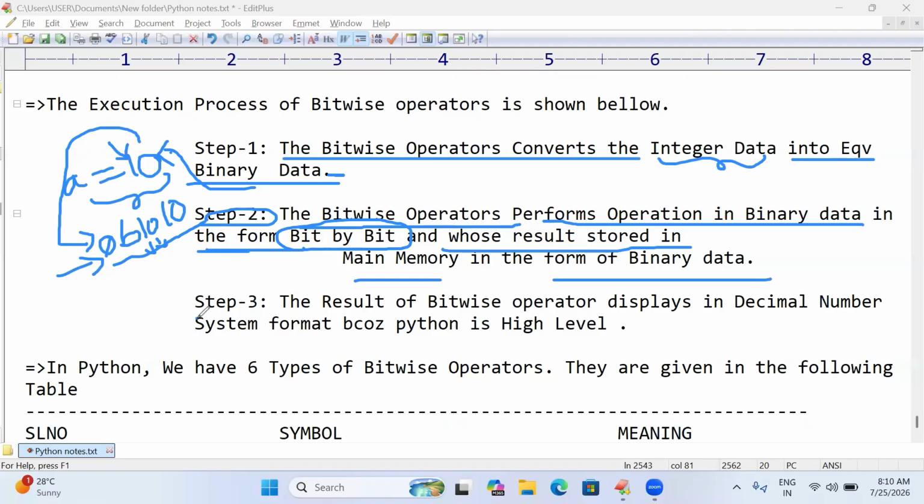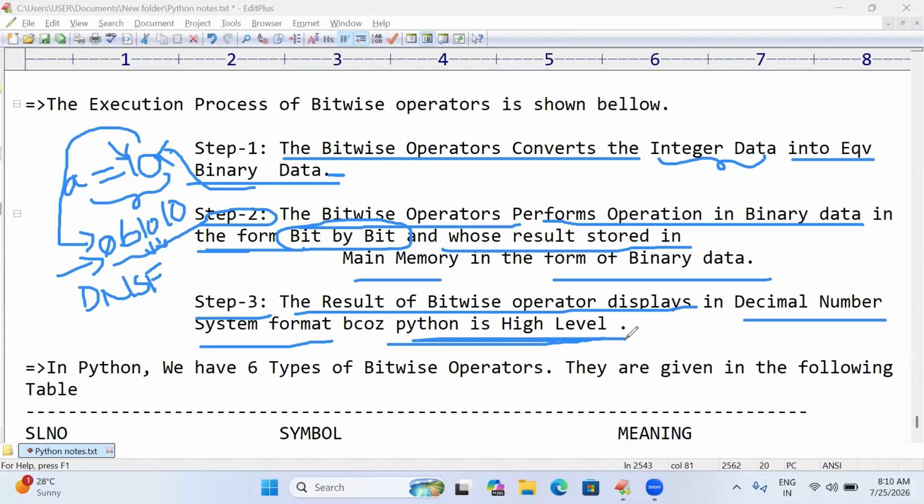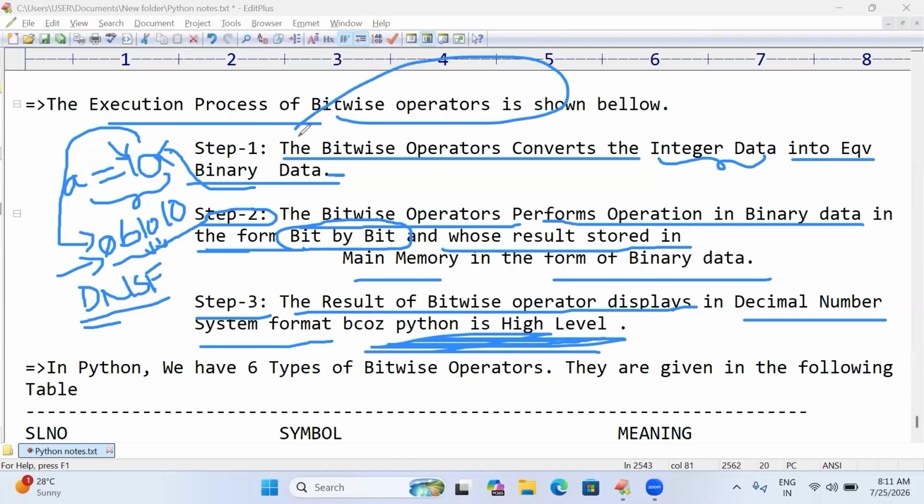Step 3: the results of the bitwise operator are displayed in decimal number system format. I said that the result of this operation is stored in main memory in the form of binary data, right? But the result is shown in decimal number system format only. Why? Because Python is a high level language. That is the reason it stores binary data, but shows it in decimal number system format. So this is the execution process of bitwise operators in Python.